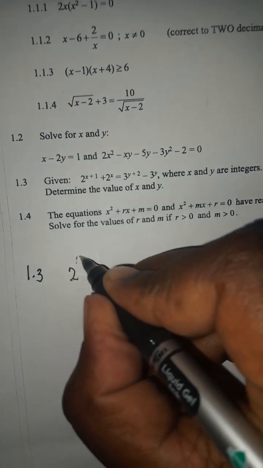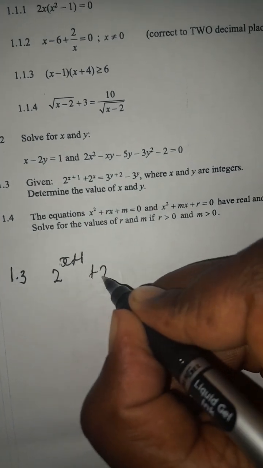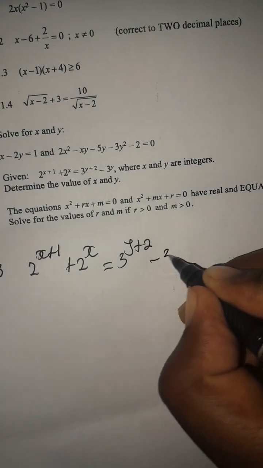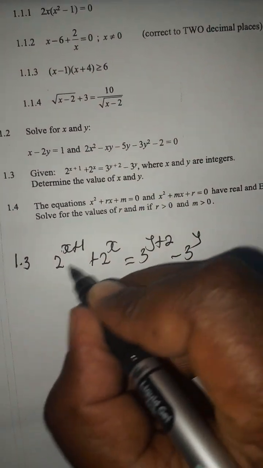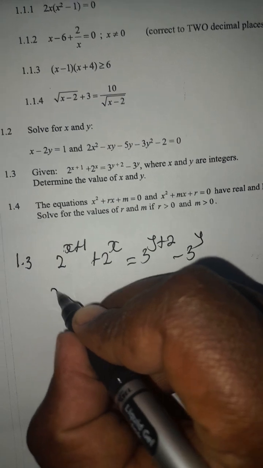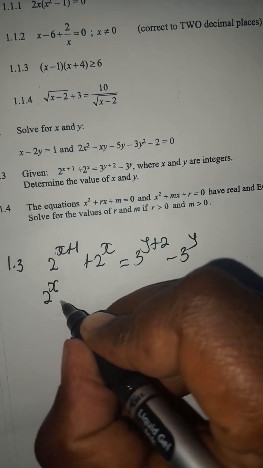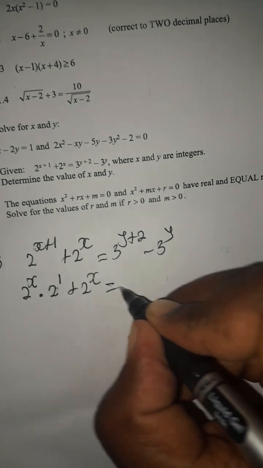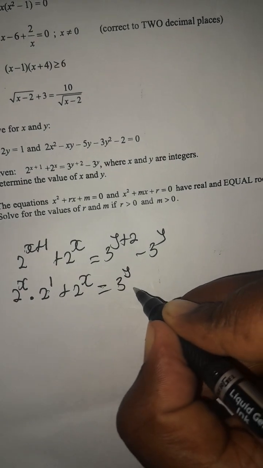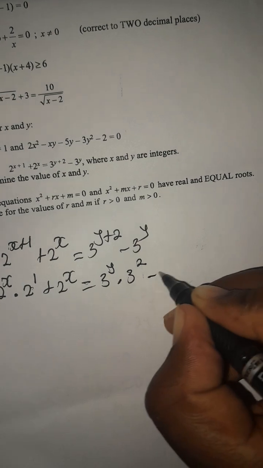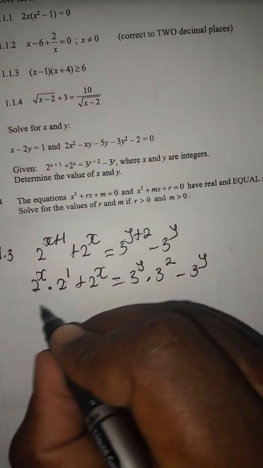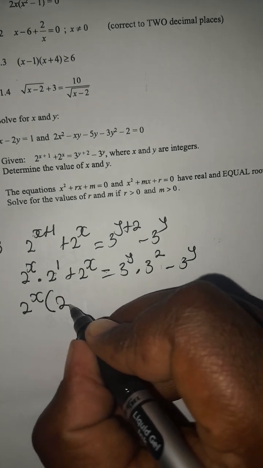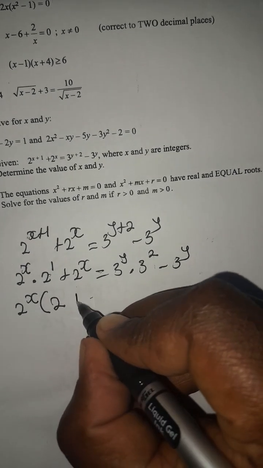So remember, you have 2 to the power of x plus 1 plus 2 to the power of x, which is equal to 3 to the power of y plus 2 minus 3 to the power of y. First thing is to take out the highest common factor. Let's factor out 2 to the power of x, and split 3 to the power of y plus 2 as 3 to the power of y times 3 squared, minus 3 to the power of y. The highest common factor here is 2 to the power of x. What are we left with? 2 here, and to get 2 to the power of x, you need 1.